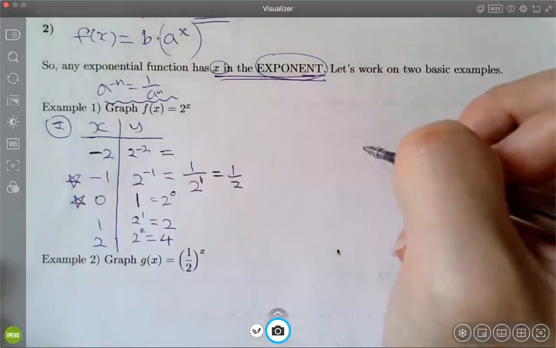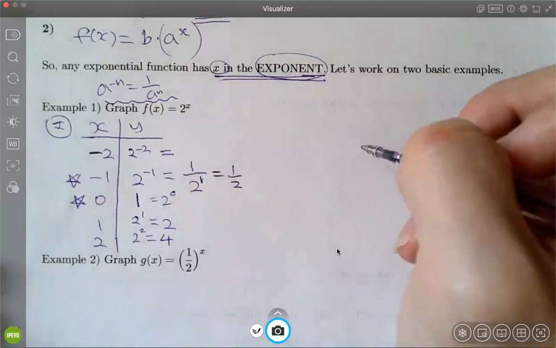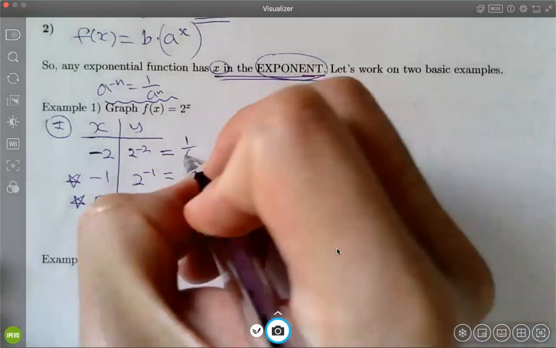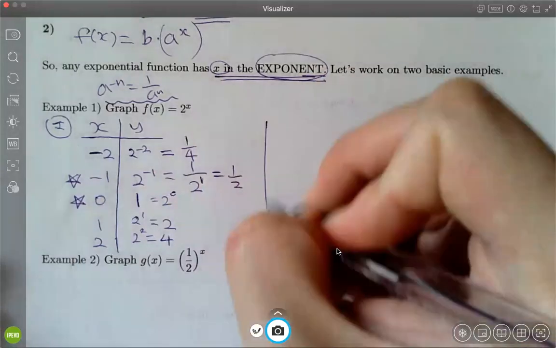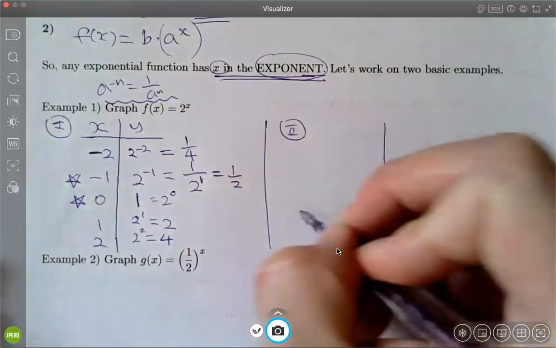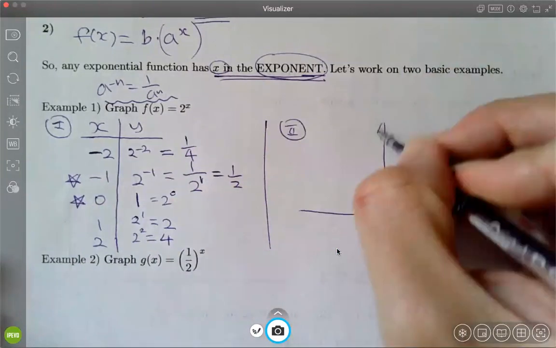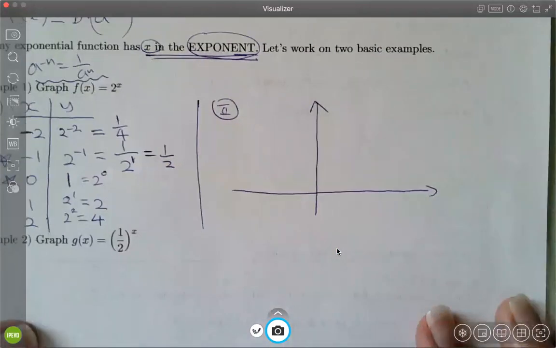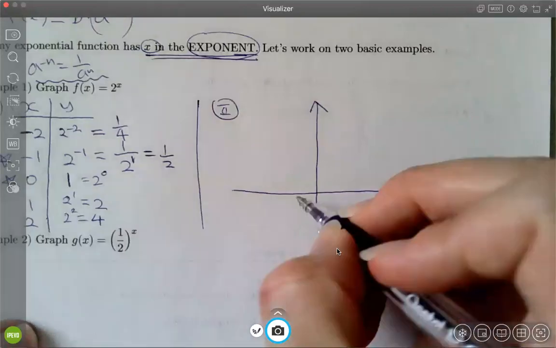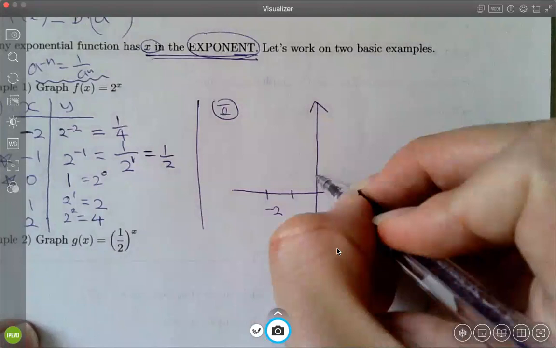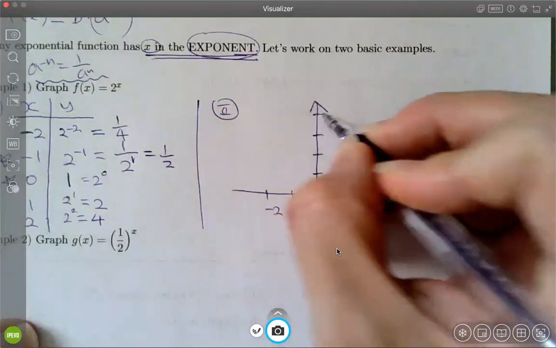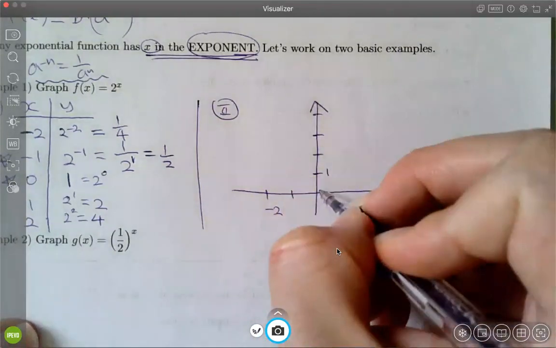1/4. 1/4, yes. Again, it's because 1 over 2 squared. Okay, so now, how does the graph look? So here is the xy plane. Now, negative 2, 1/4. So here's negative 2, and here's 1, and 1/4 will be maybe somewhere here.